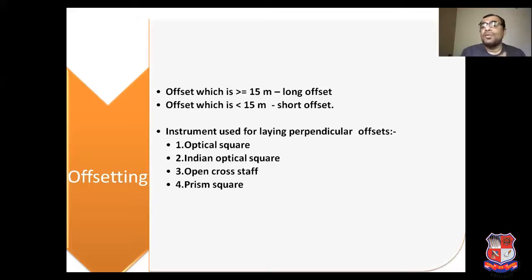Various instruments are used to lay the perpendicular offsets. For your knowledge only, there are 4 instruments by which we can lay the perpendicular offsets. First is the optical square, second is the Indian optical square, third is the open cross staff, and last one is the prism square. Out of these 4, the optical square, the number 1 instrument, is very important for study purposes.